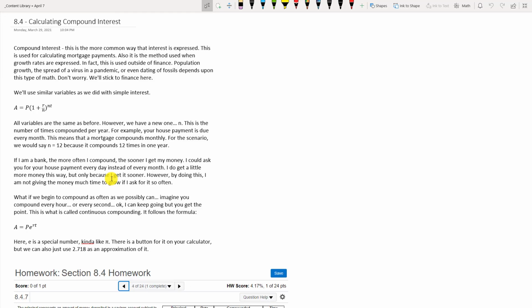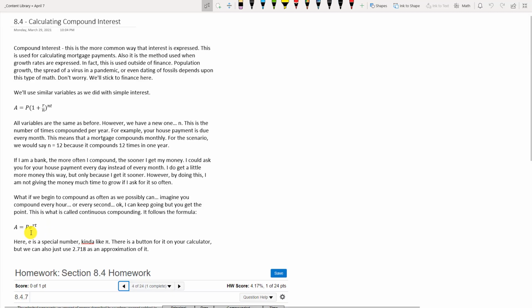And so what happens here is if we try to compound as often as we possibly can, say down to the nanosecond, we get to this formula called continuous compounding. Because as n gets very high, the number of times you compound, it makes this fraction very small, right? It makes this almost 1. And it makes that number very big. So you have two things working against each other, and it converges to this letter e.